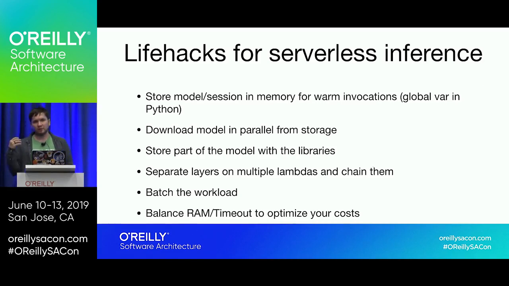Try to store the model as part of the library, and then you don't have to download the whole model. The hackiest way, but also very useful, is that if you can separate the model into different layers and chain Lambdas together, so one Lambda produces features and gives them to another Lambda, which then produces the prediction, it would be the best way since no one has to download anything from S3. And obviously, try to batch the workload as much as possible.